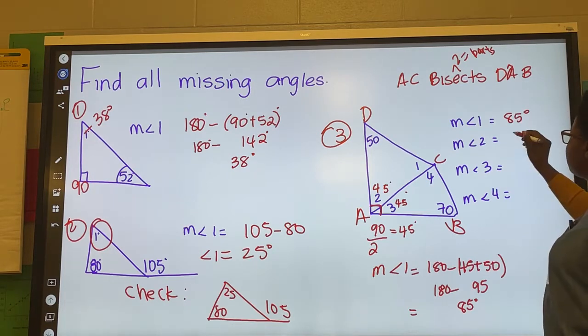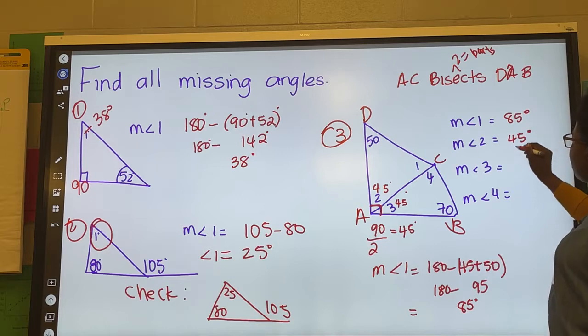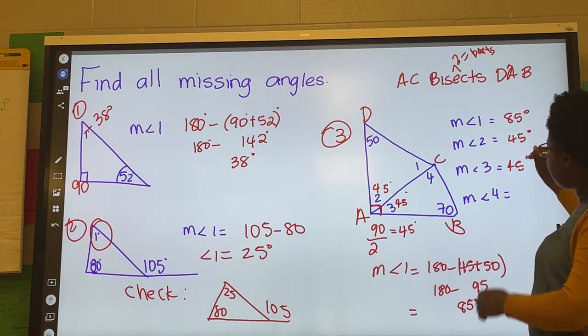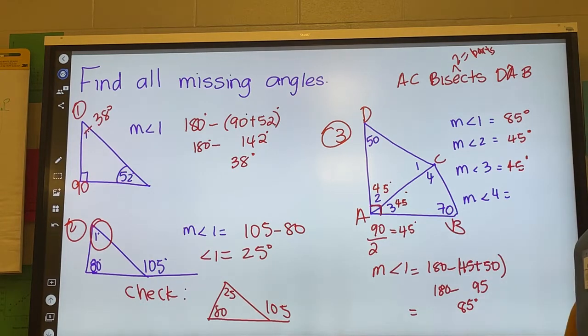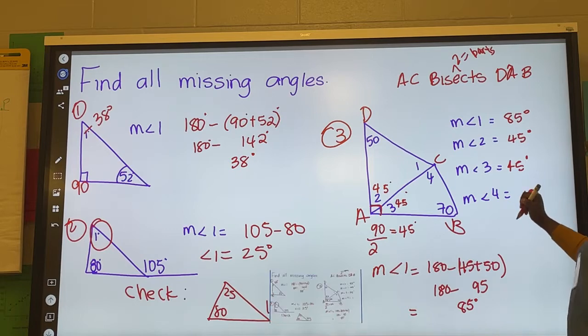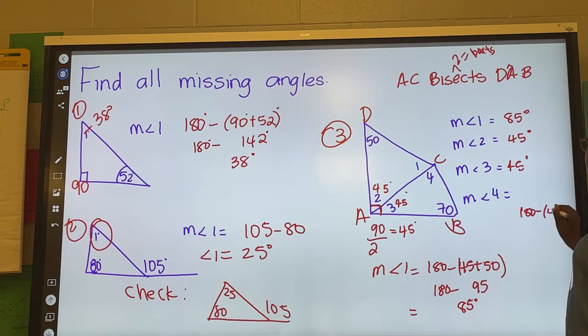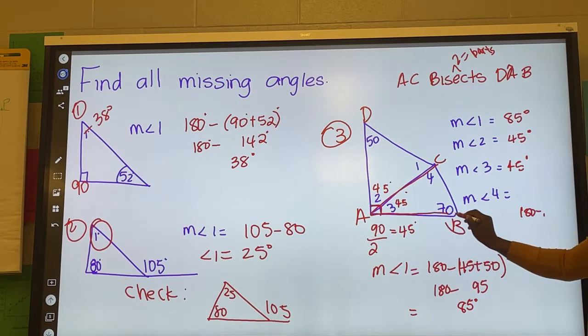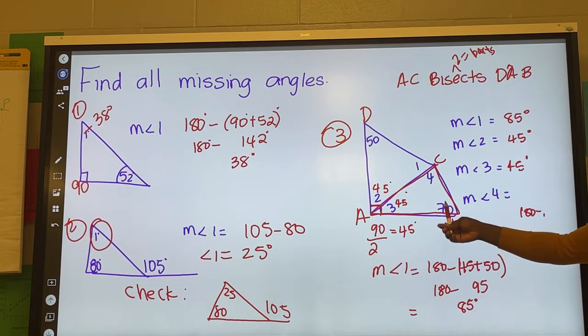Angle 2 is 45. Angle 3 is also 45 degrees. That's for 50. To find angle 4, we're going to say 180 minus 45 plus 70. How do I know that? Because angle 4 is in the triangle down here. This angle plus this one plus that one should give you 180 at the end.